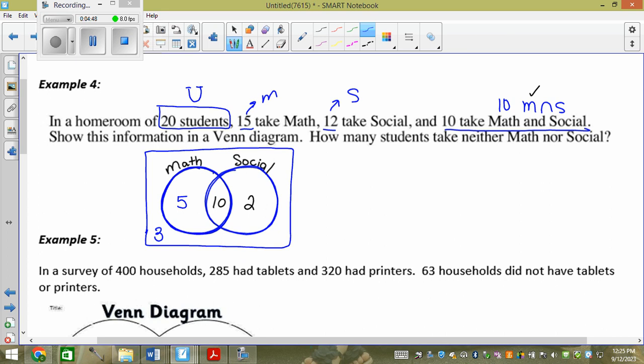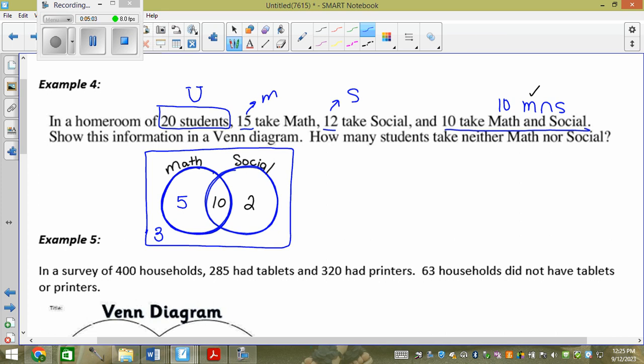So if my question is, how many students take neither math nor social, and you give me a Venn diagram, did you answer the question? Did you do some work so I can give you part marks? Yeah. Can you get full marks? No, you didn't answer the question, right? So how many students take neither math nor social?